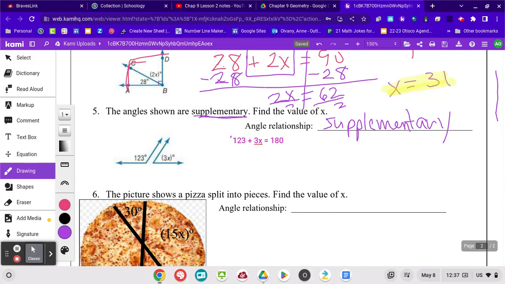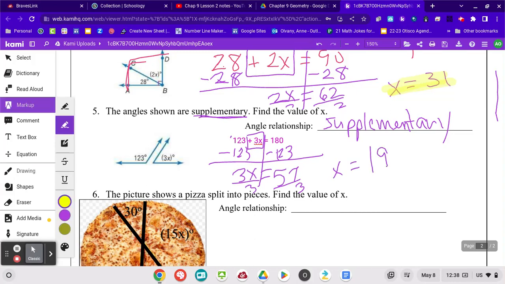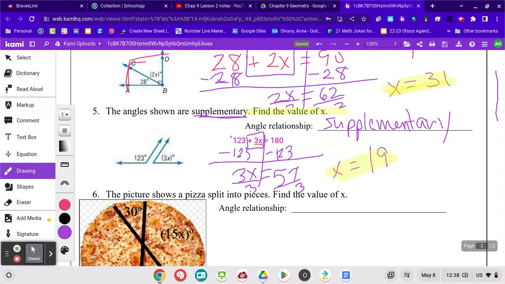To solve it, I'm going to split. I like to box up my x. That helps me see to get rid of the 123 by subtracting 123. 3x equals. Again, don't make a calculation error when you are given a calculator. This is 57. A lot of kids think you can't divide 57 by anything, but you can. It is 19. And did we do what they asked us to do? We did. Find the value of x, and x is 19.